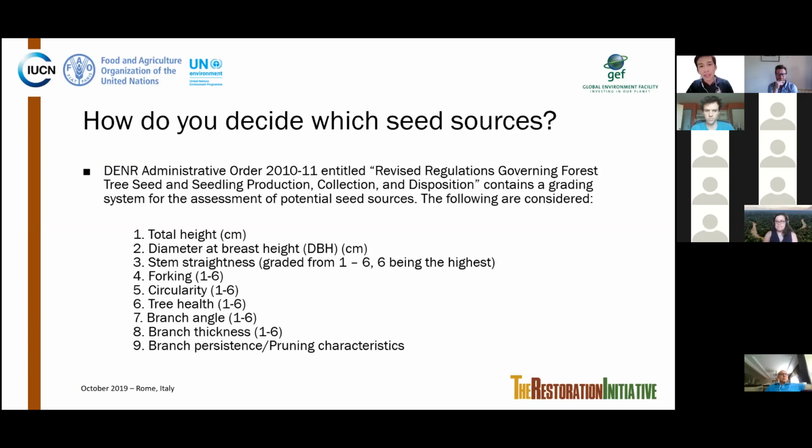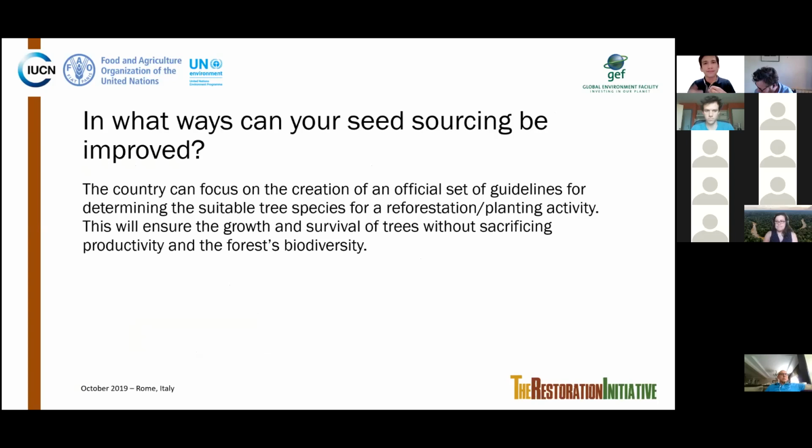And then after collecting seeds from those seed sources, we still have another layer of seed viability tests conducted by a separate bureau, the Research Bureau, to determine whether the seeds are viable and whether they will actually grow within the given area where they're supposed to be planted.